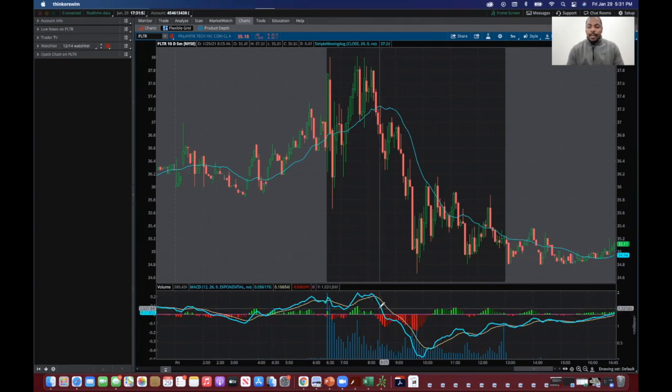The MACD line, this blue line, is made up of a 12-day moving average and a 26-day moving average. You subtract the 26-day moving average from the 12-day moving average, and this is how you get the MACD line.